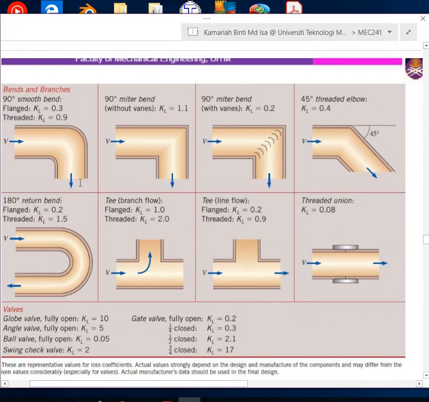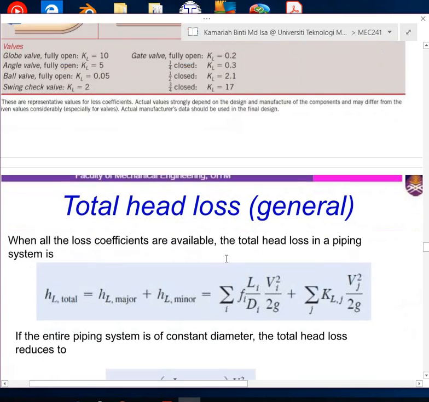Besides that, we also have bends and branches. We have a 90 degree smooth bend, a miter bend without vanes, and a miter bend with vanes. The miter bend with vanes has lower loss coefficient values compared to the miter bend without vanes. Then we also have a 45 degree threaded elbow, a 180 degree return bend, a tee with branch flow and line flow, and a threaded union.